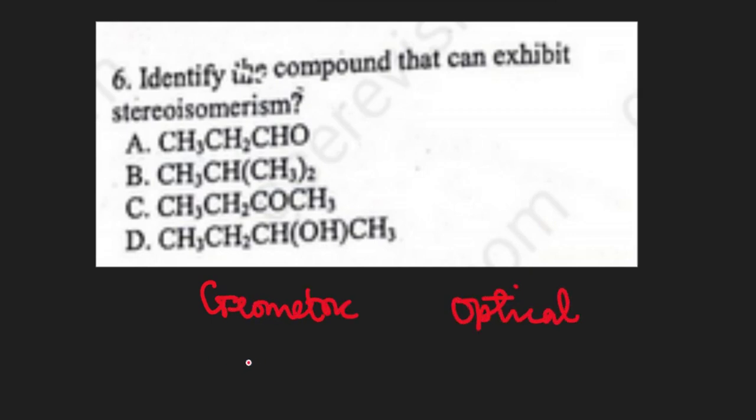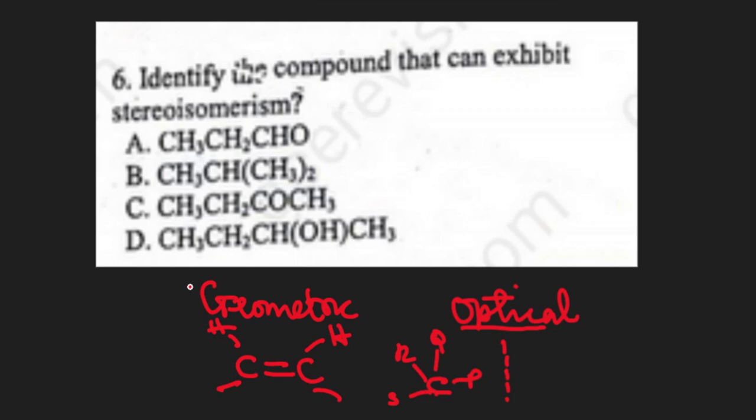So for geometric, we have a carbon to carbon double bond with different groups. For instance, we have cis and trans isomers. For optical isomerism, they will always form mirror images where there is a species which is bonded to 4 different groups, something like this. So it will always form its mirror image on the other side. So what we are looking for is a species that is optically active, which has a chiral center.